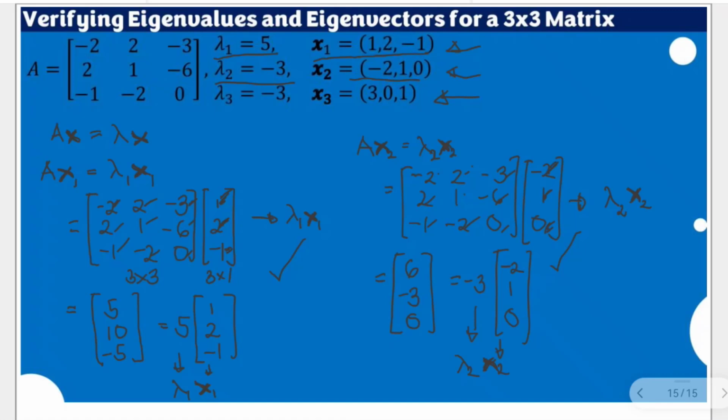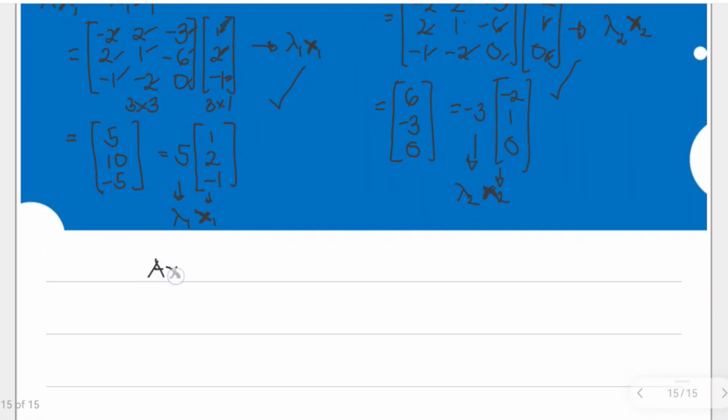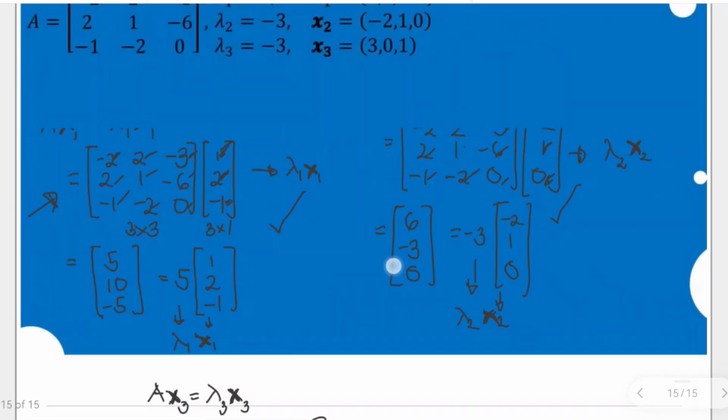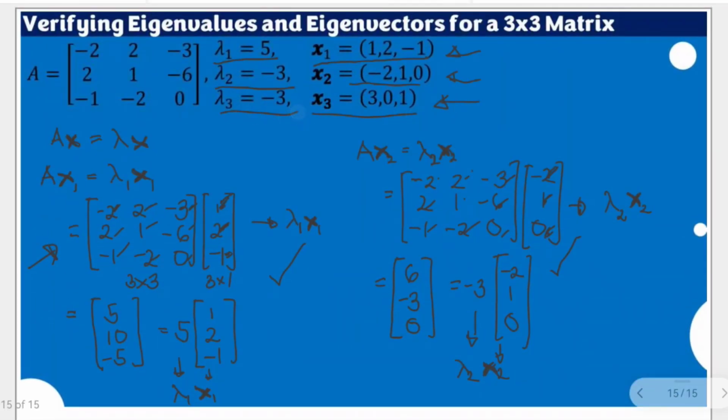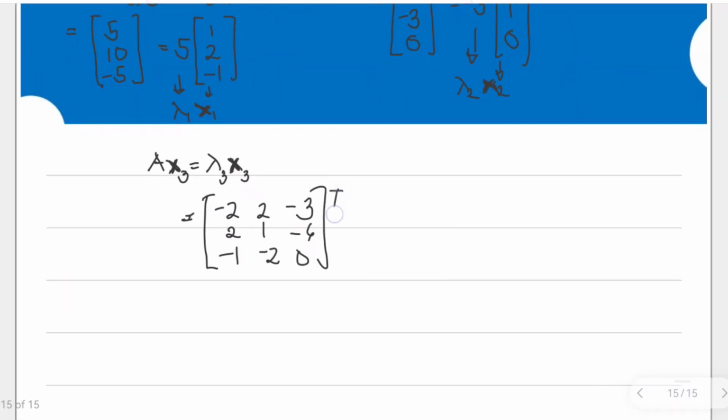Finally, we have the last pair. So let's do it here. You have A, and the product of A and the third vector should be the product of lambda sub 3 and your third vector. Of course, our A is the same: negative 2, 2, negative 3, 2, 1, negative 6, negative 1, negative 2, 0, to be multiplied with our third vector, 3, 0, 1. Take note of our lambda, negative 3, as well. We are going to show that this will also result in lambda sub 3 times your third vector x sub 3. So let's multiply this step by step. You will have a 3 by 1 result.